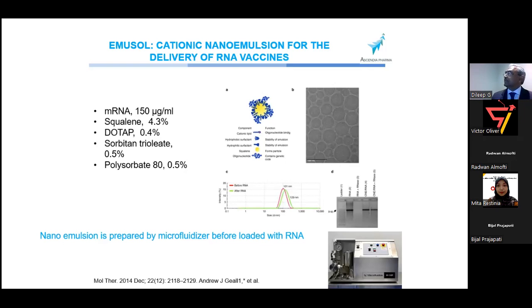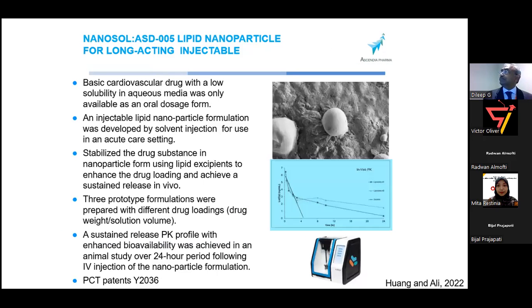And this is just one example of the particle size. If you look at the particle size, very small, right? Less than 100, about 100 nanometers. And here we also use viscous surfactants and sorbitan as well. This one was actually just recently published.